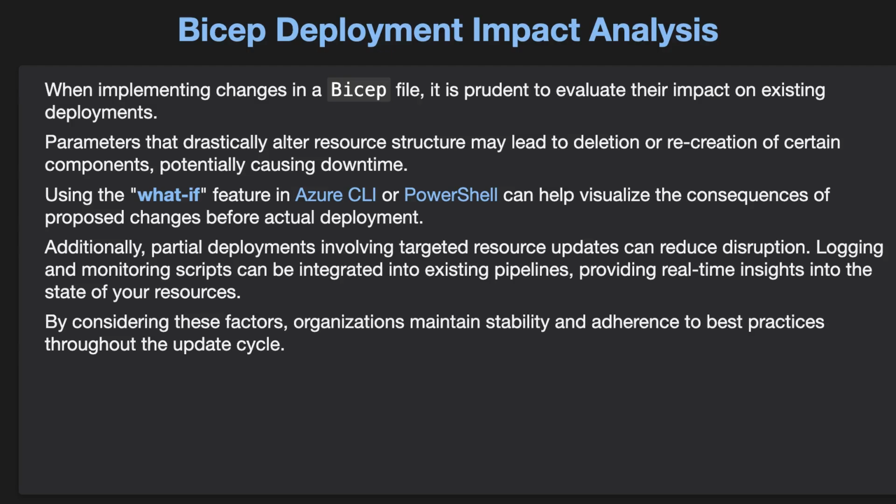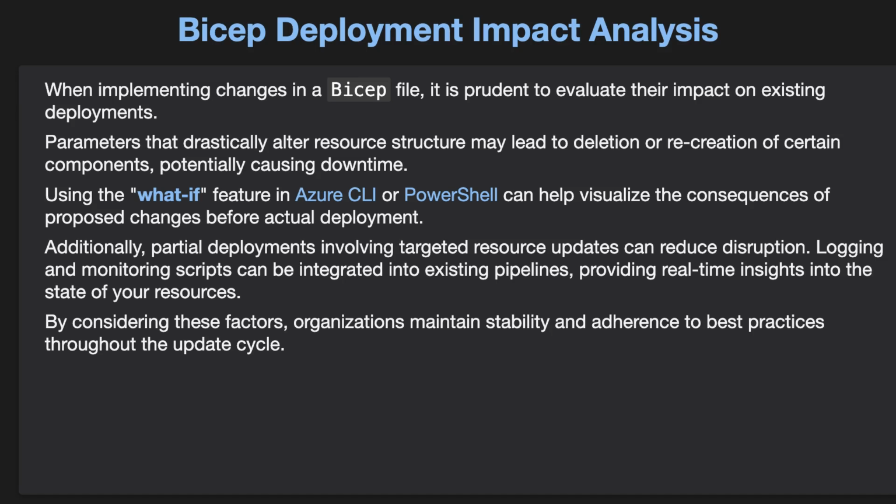When implementing changes in a Bicep file, it is prudent to evaluate their impact on existing deployments. Parameters that drastically alter resource structure may lead to deletion or recreation of certain components, potentially causing downtime. Using the what-if feature in Azure CLI or PowerShell can help visualize the consequences of proposed changes before actual deployment. Additionally, partial deployments involving targeted resource updates can reduce disruption.